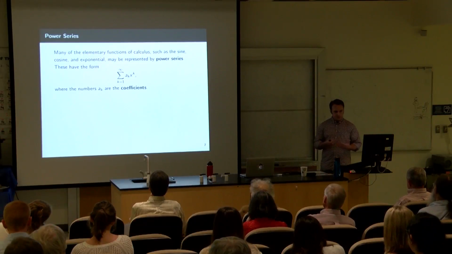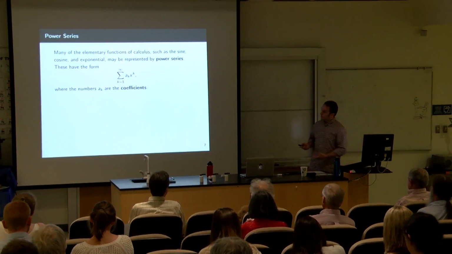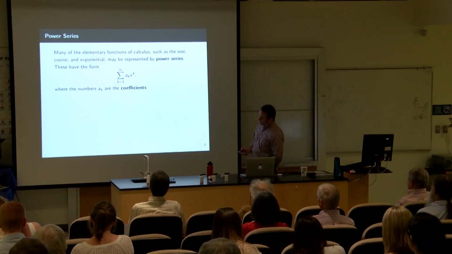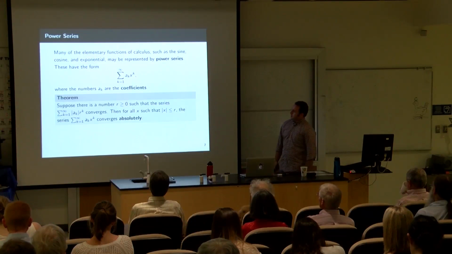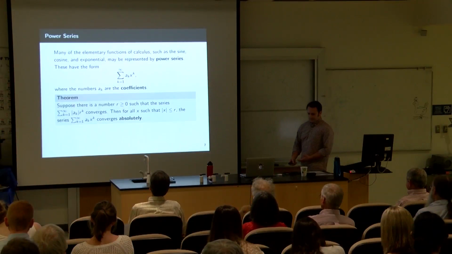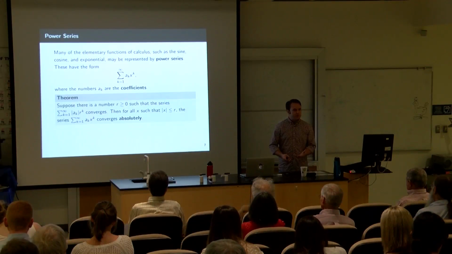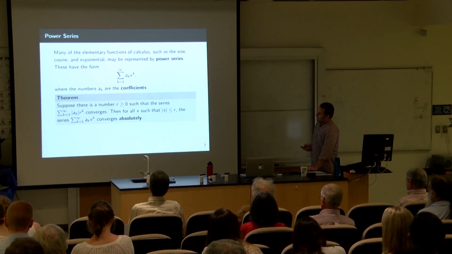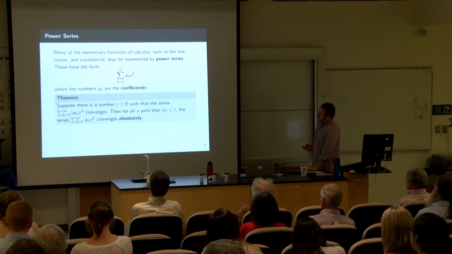Previously, when you were looking at series, it was just sequences of numbers. But here we have x, a variable. So we're introducing something new. And these a_k numbers are our coefficients. So since you have this variable x, you have to be careful when you talk about convergence or divergence. So here's a nice theorem. If there's a number r such that the series here, where I'm looking at the absolute value of the coefficients and r to the k.